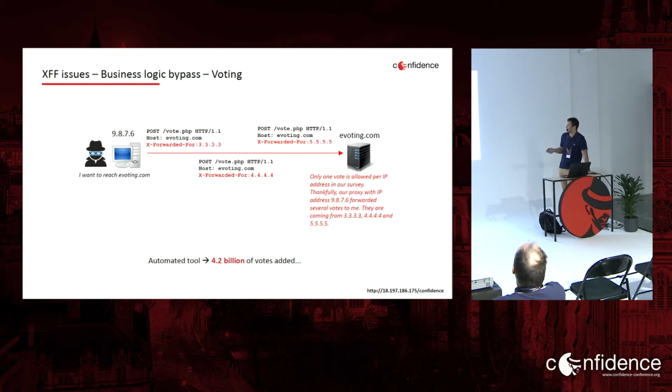I just calculated it really quickly. Basically, you can add yourself like 4.2 billion votes. And again, that's a vulnerability which I identified during one of the bug bounty programs. It's not a common one, but it will allow you to impact the results of the voting pretty much.